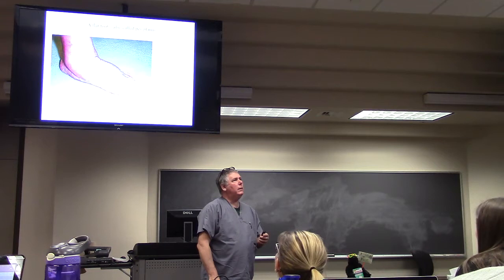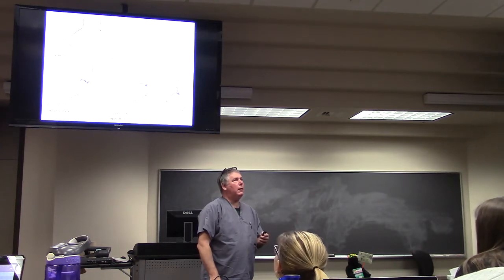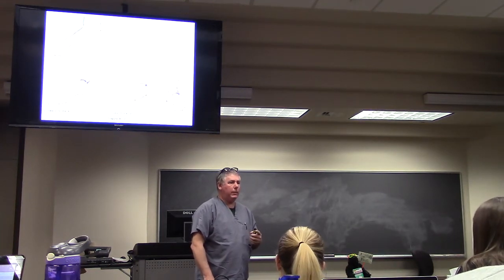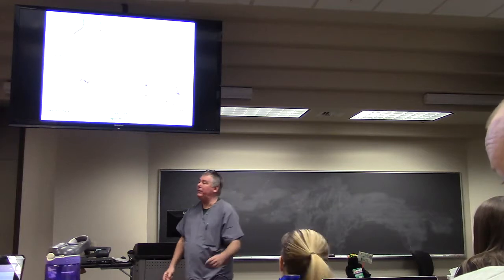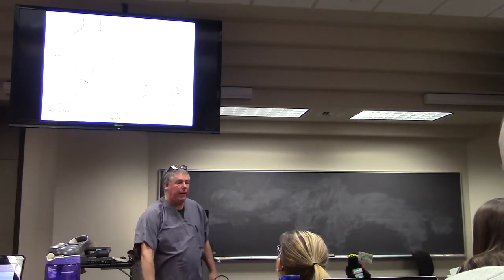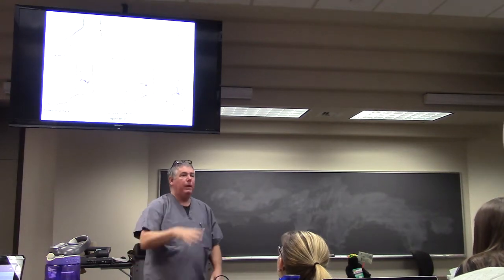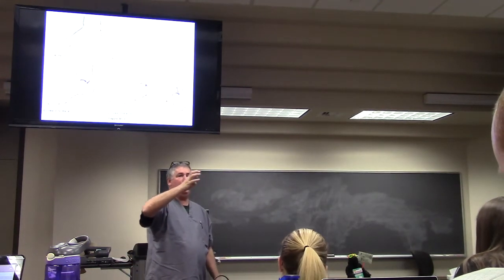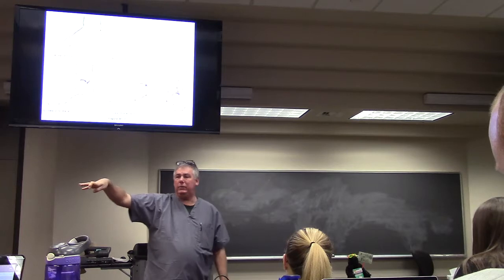Did I skip one? Oh, there it is. Is that the one that's good? Yeah. Okay. Different types of deformities here. A hammer toe is an interesting thing. It's like the extensor tendon is pulling it up, so it looks like that.